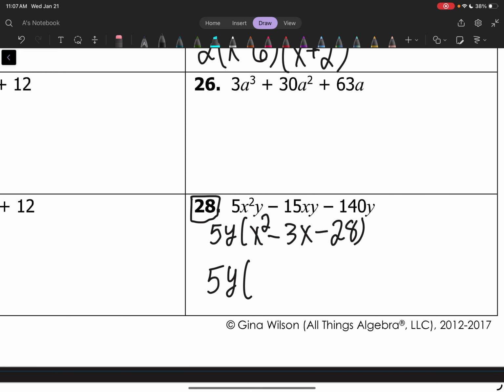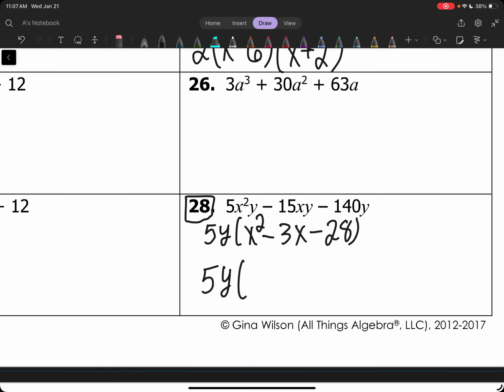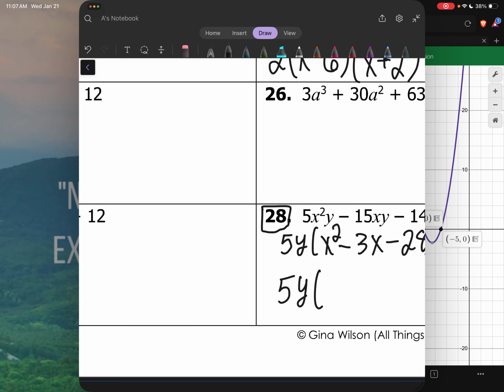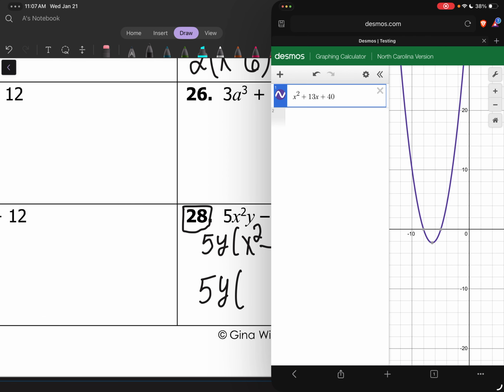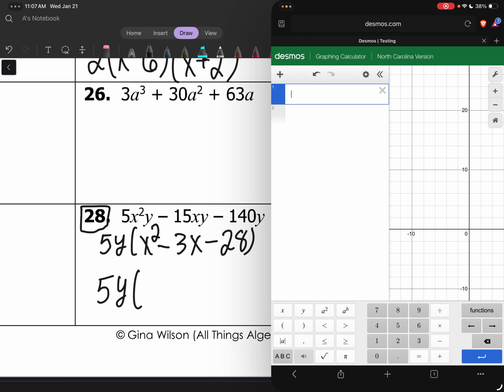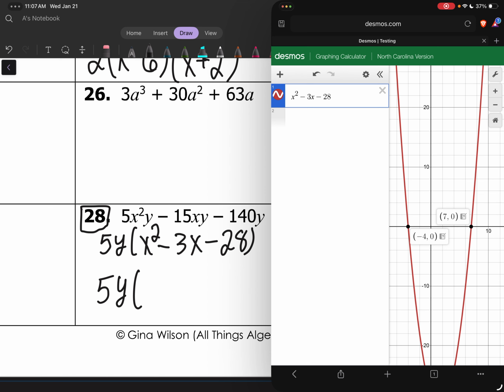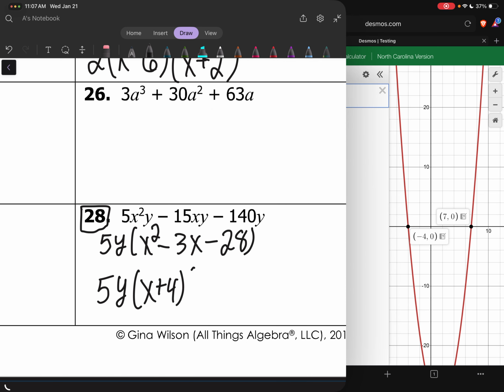For Desmos, I'm going to pull in okay, fine, I'll just do it the harder way. I'm going to put in the x squared minus 3x minus 28. There's my 2 numbers. You have to flip your sign. So it's x plus 4, x minus 7, and I am finished.